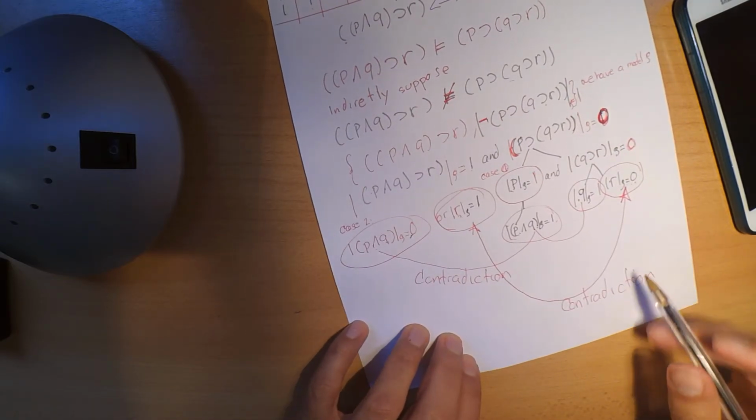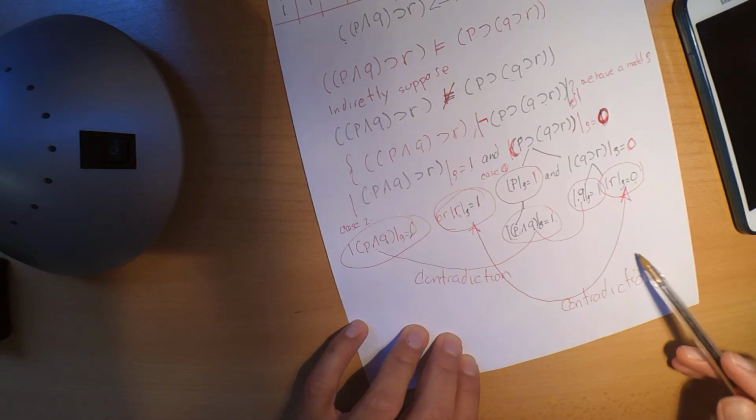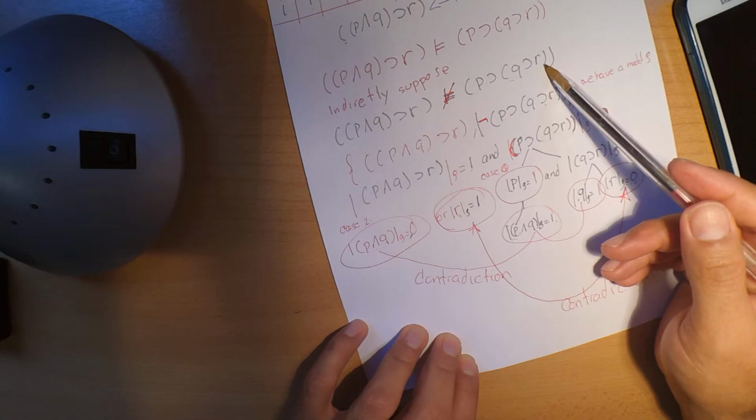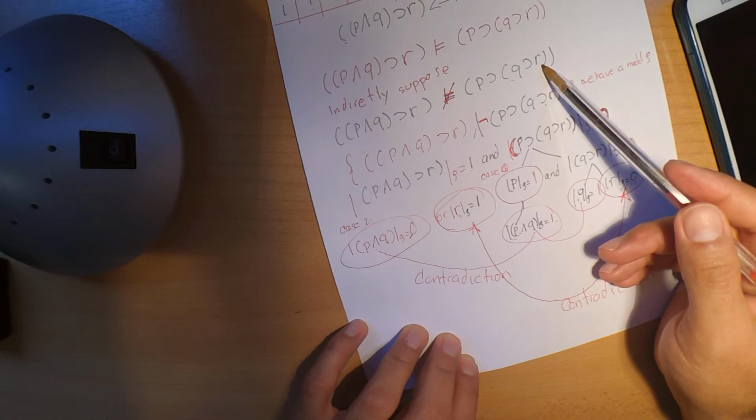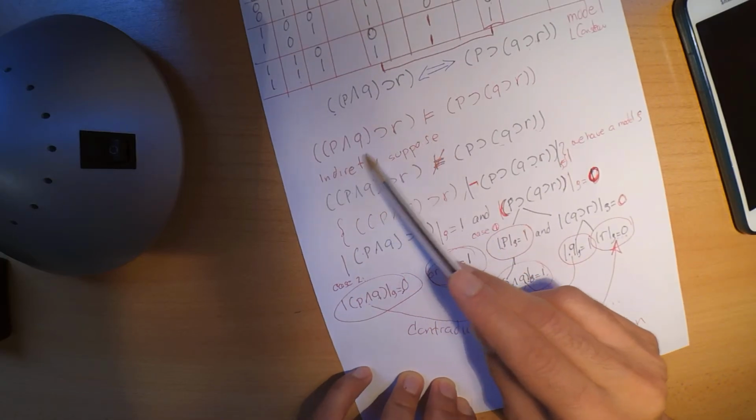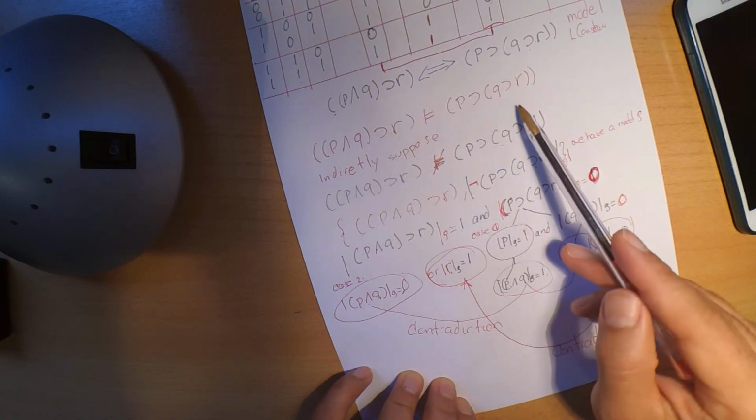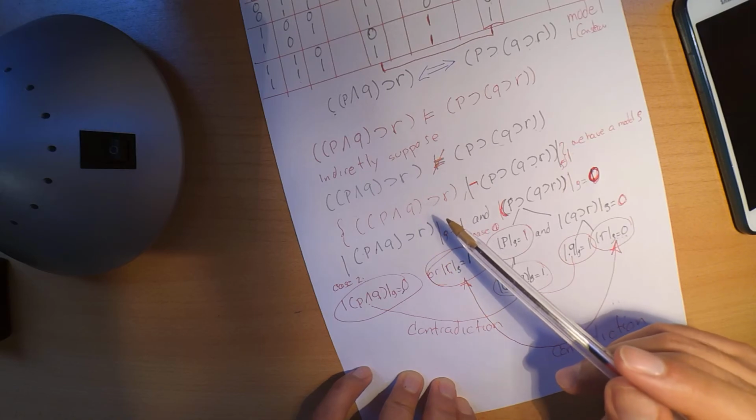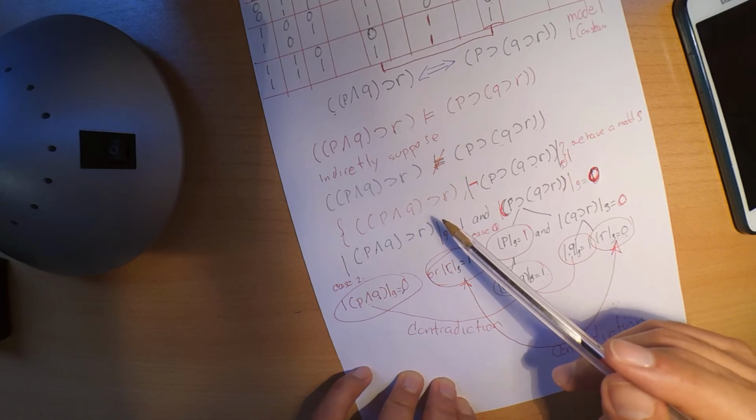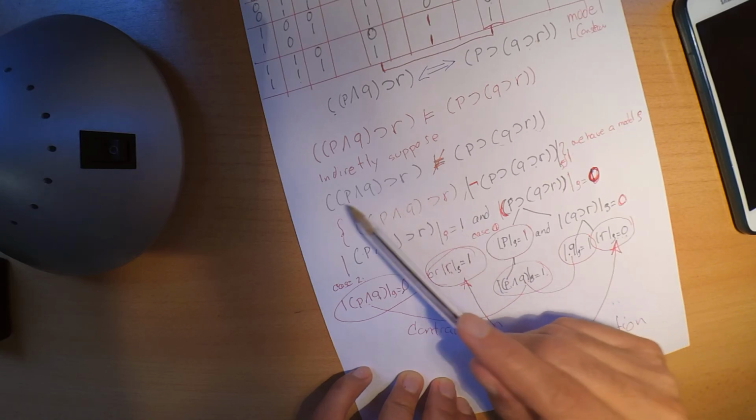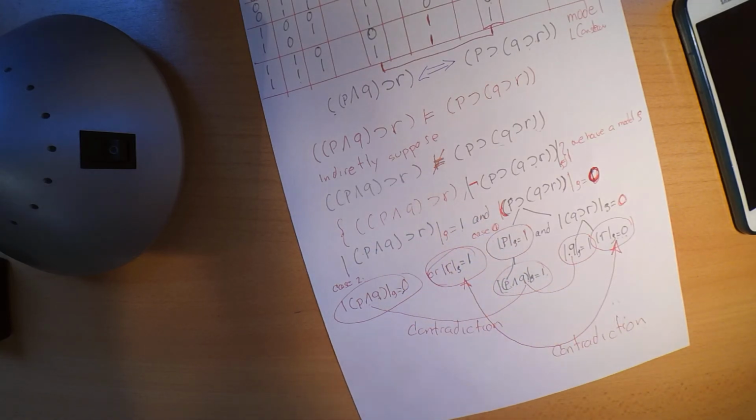That means this is a contradiction. And if this is wrong, that means this is satisfiable. It's a logical consequence, and it is possible to show a model, satisfiable and a logical consequence, by the indirect form.